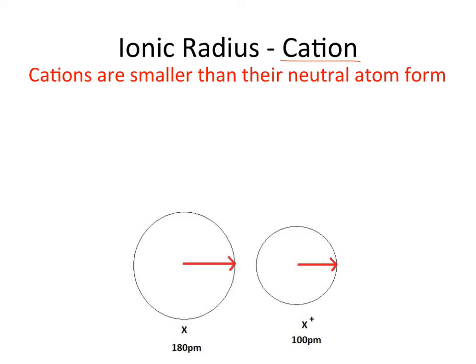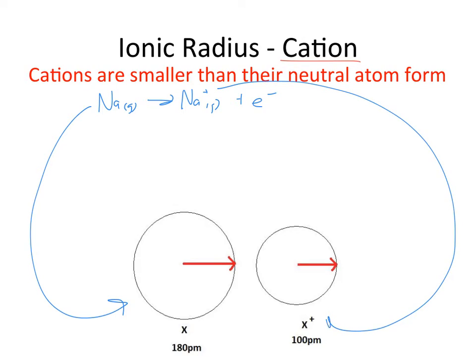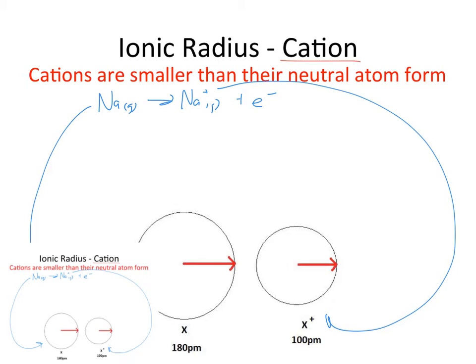So when we look at this, let's say, for example, we have sodium, and it's in a gas state. It loses an electron and we get Na plus gas plus the one electron that it's lost. So in this case, sodium would be this one over here, and sodium plus would be this one over here. We're not talking about the actual values of their atomic radius, we're just simply talking about in general. So it's not exactly 180 and 100, but we're just using this as an example.